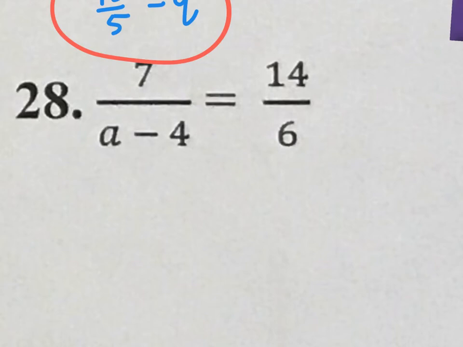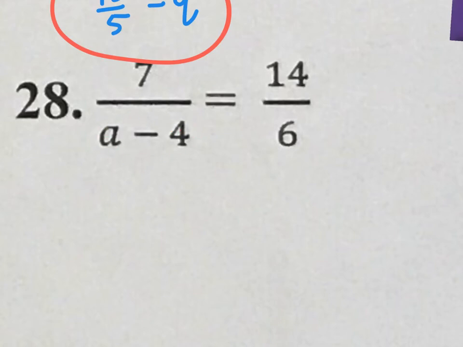But anyway, number 28, we are going to cross multiply. Okay, and notice that we have 2 terms down here. So that changes things. It's not as easy as saying 7 times 6 equals 8 times 14. We actually have a binomial here. So both terms are in the denominator.